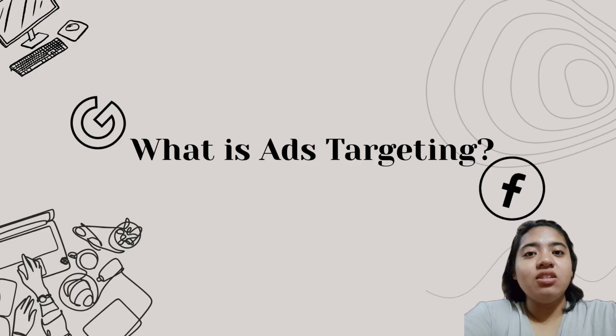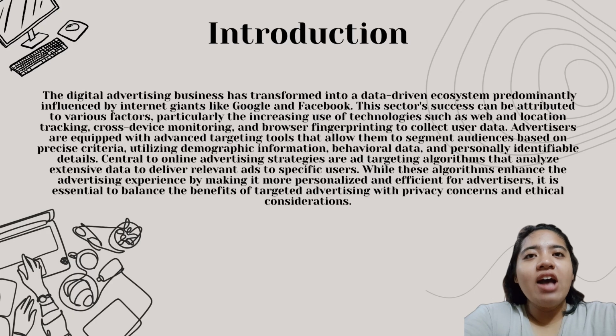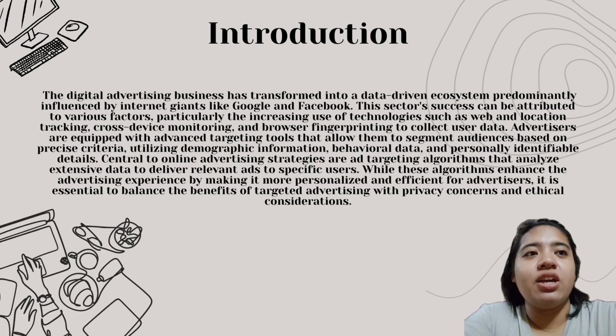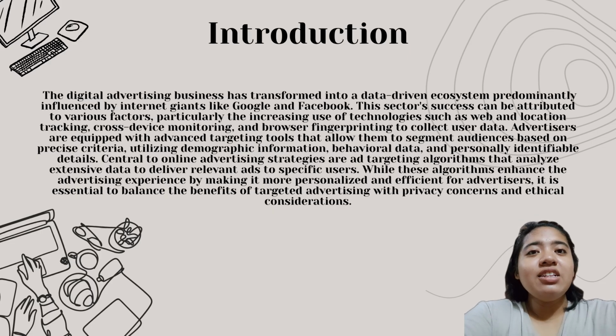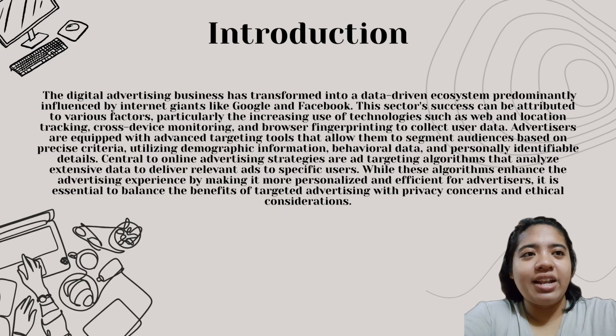What is ad targeting? Ad targeting algorithms are basically the engine behind digital advertising today. They help deliver ads that feel personal and relevant to each user. It all starts with collecting a lot of data. This includes things like what people search for, what websites they visit, and how they behave online. Once that data is collected, it's cleaned and organized so it can be used properly. Then the data is analyzed to figure out details like age, interests, and online habits.